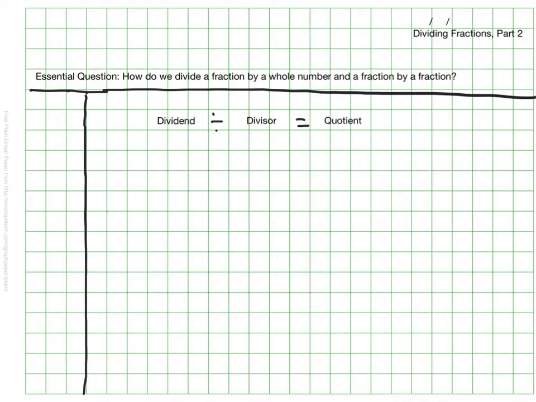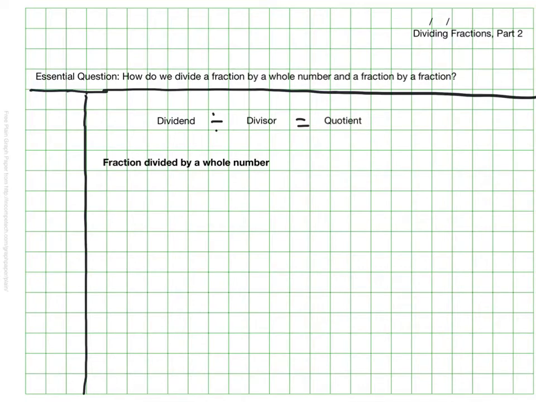In the last video, we talked about dividing a whole number by a fraction. That is when the dividend is a whole number and we are using a fraction as a divisor. This time we continue to explore dividing fractions, but in our first case, the fraction will be the dividend and a whole number will be the divisor, and in the second, both the dividend and the divisor will be fractions. We'll start with a fraction divided by a whole number.